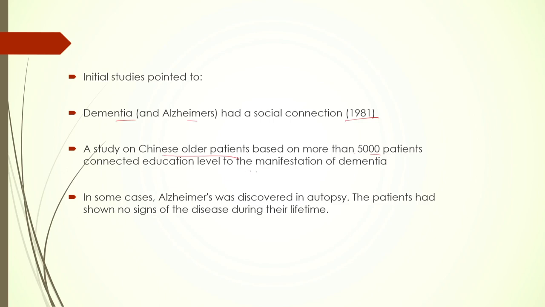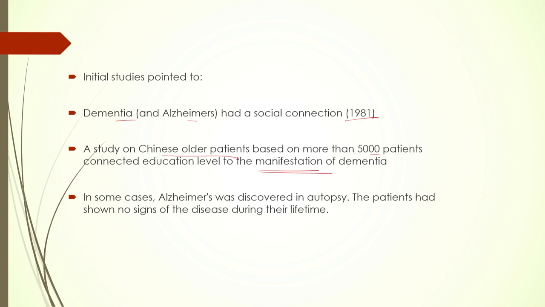So, manifestation is the key word here. Whether or not you have neurodegeneration, the core focus here is whether that will manifest in some kind of visible disorder, and that is somehow connected to education. That is what the study on the Chinese older population found out.